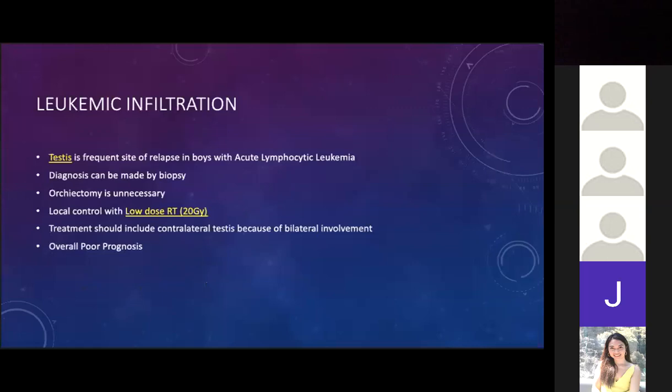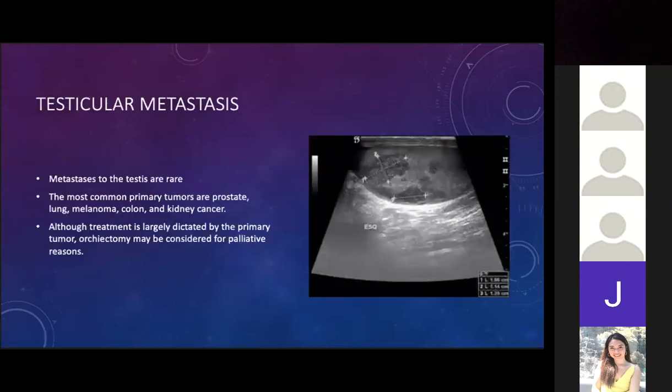Your leukemic infiltration, so the testis is a frequent site of relapse in boys with acute lymphocytic leukemia, and diagnosis can be made by biopsy, and orchiectomy is unnecessary. Usually, it's local control with a low-dose RT of 20 gray, and treatment should include the contralateral testis because of bilateral involvement. Overall, it also has a poor prognosis.